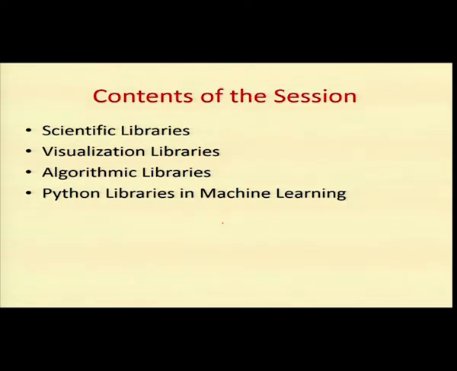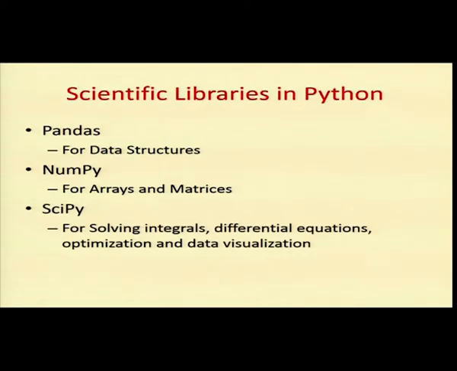So, the various libraries are classified as scientific libraries, visualization libraries, and algorithmic libraries, and then the specific libraries that we use for machine learning. As the first slide of the session, we will classify the different scientific libraries available in Python. As far as scientific libraries are concerned, the first and foremost library is pandas.